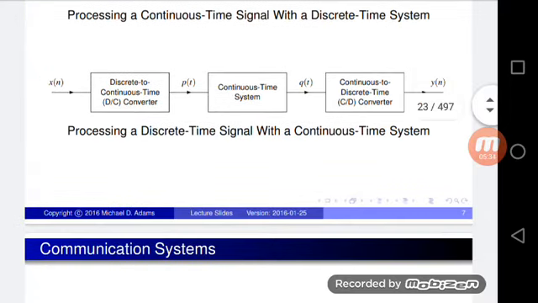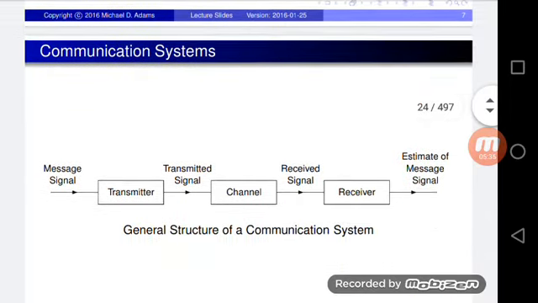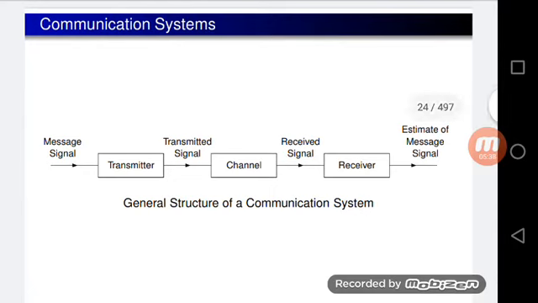Next we are seeing the communication system. Already, from the above diagram, the signal is converted into different forms. The converted information, for example, passes through the transmitter to the channel and receiver.